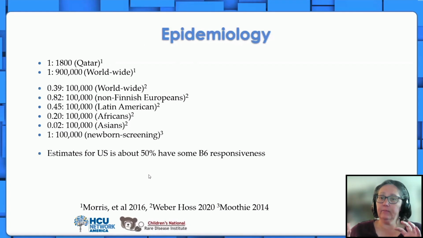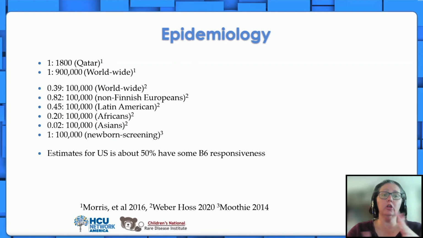We talked a little bit about epidemiology and that this is a pan-ethnic disorder. The frequency in Qatar is very high, about 1 in 1,800. This is because there's a high carrier frequency due to a founder effect, an individual back in the past who had a mutation within this gene. The estimate worldwide is about 1 in 900,000.